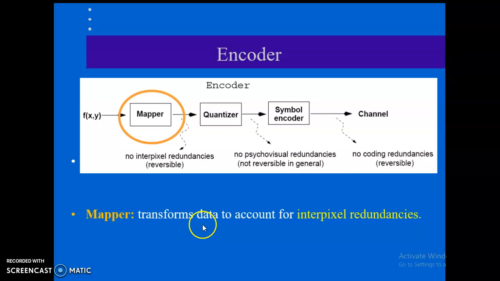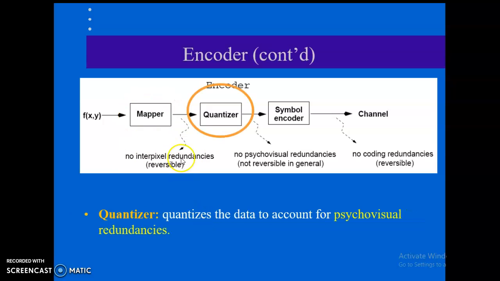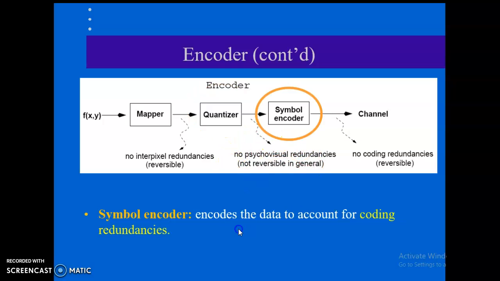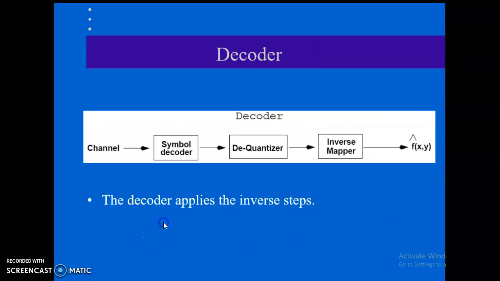The mapper transforms data to account for interpixel redundancies. The quantizer quantizes the data to account for psychovisual redundancies. The symbol encoder encodes the data to account for coding redundancies.